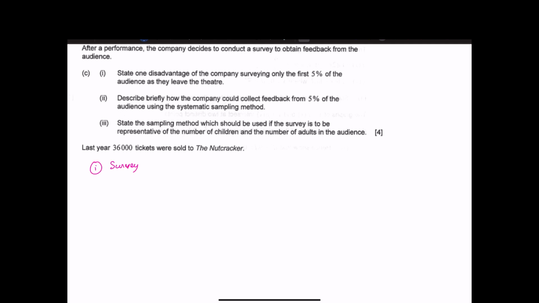Surveying only the first 5% of the audience can introduce sample bias. Right.